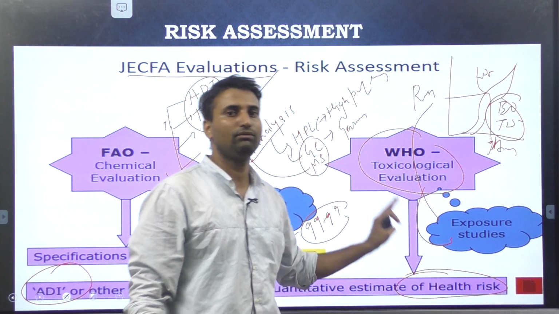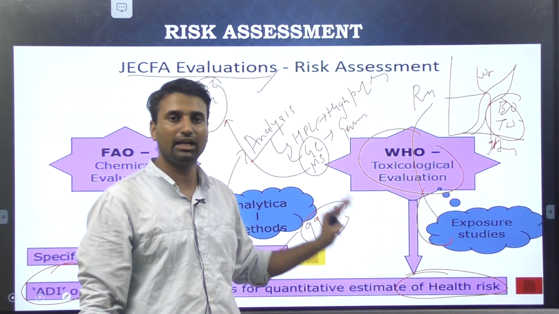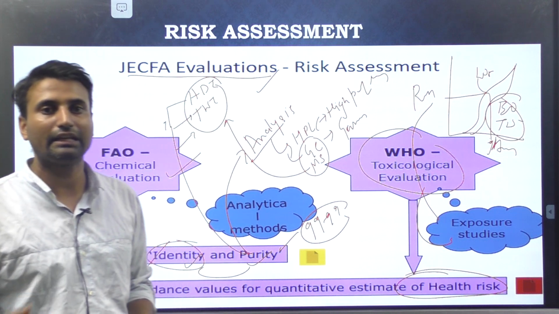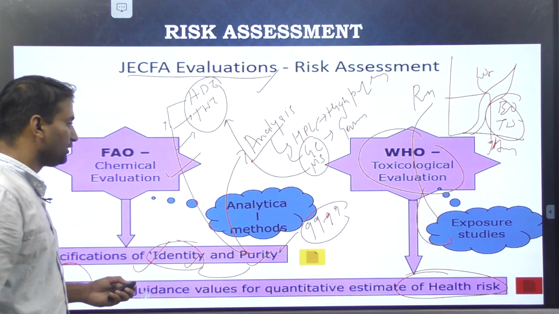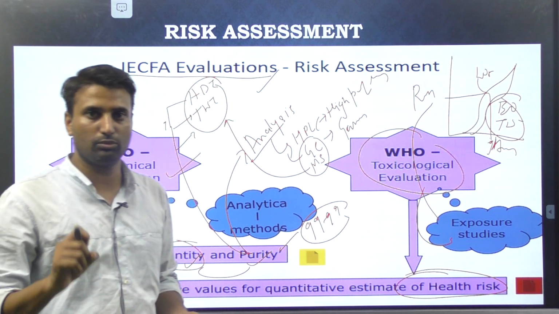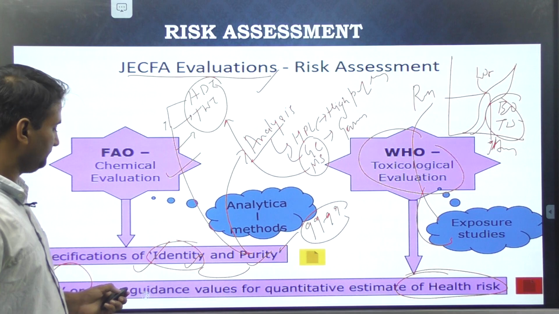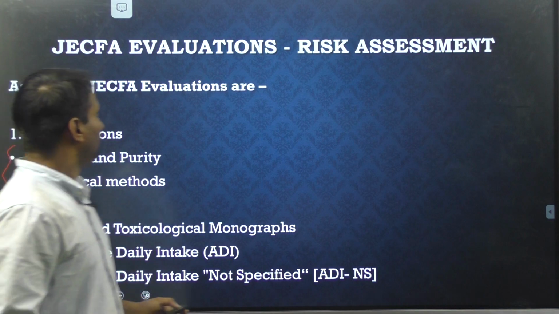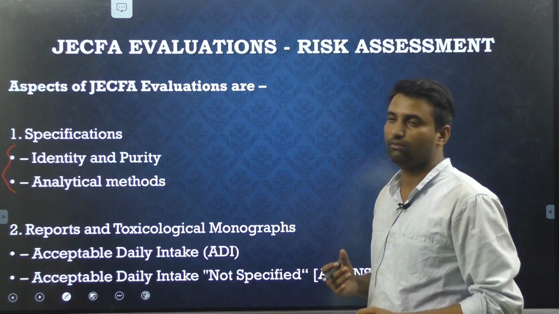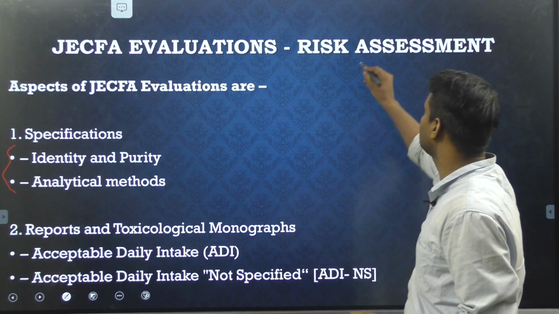In the exposure study we generally evaluate with the help of animals in the second stage, and in the third stage we are going to utilize clinical or human trials. So now you can have a big picture of how the risk assessment has to be done. Now what are the other things which we have to consider while doing the risk assessment?